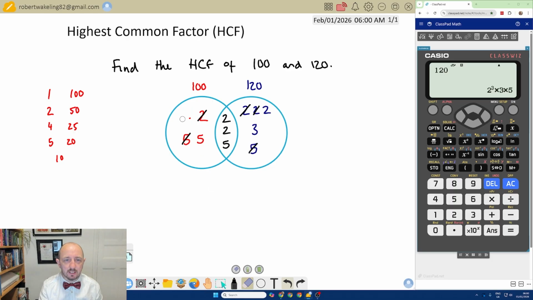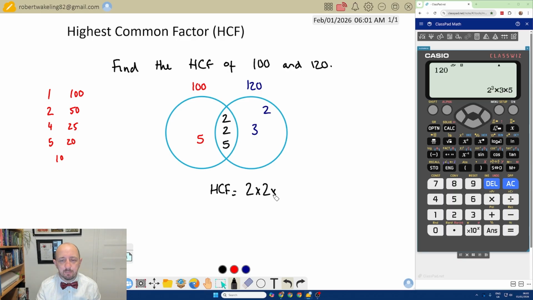I'm just going to rub these out to make it look a bit clearer, like that. We can see that we've got the same numbers, but they're just paired up in the middle. To find the HCF, all we do is take the ones in the middle and multiply them. So 2 times 2 times 5, that is our HCF. 2 times 2 is 4, times 5 is 20.